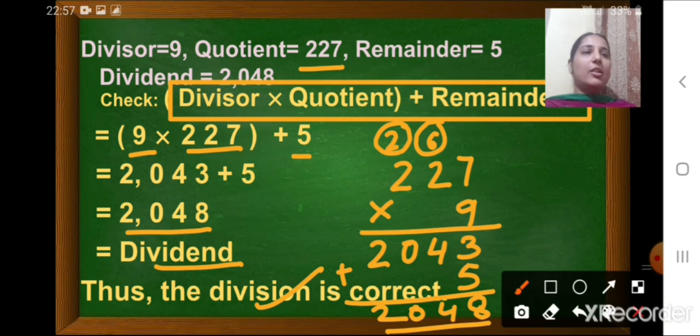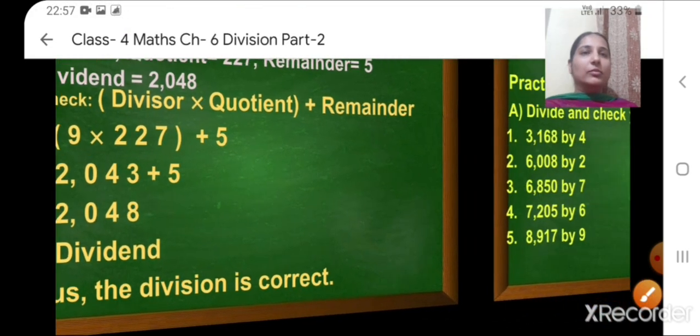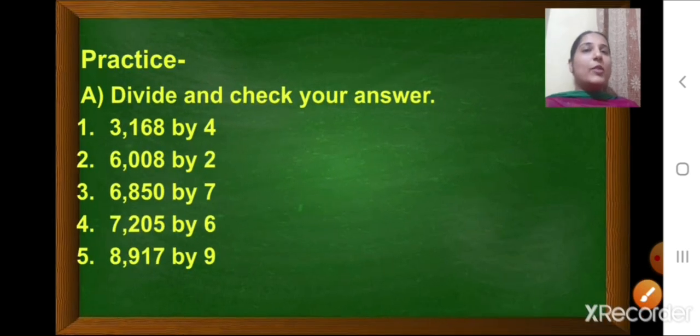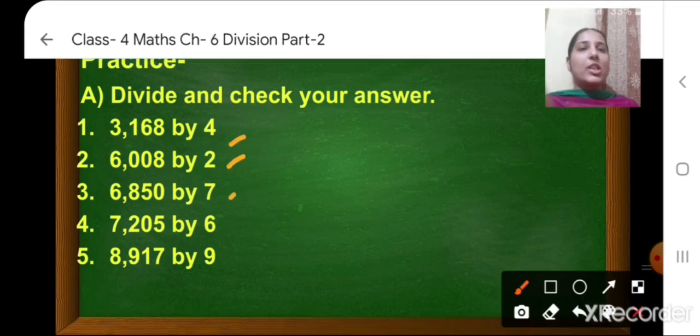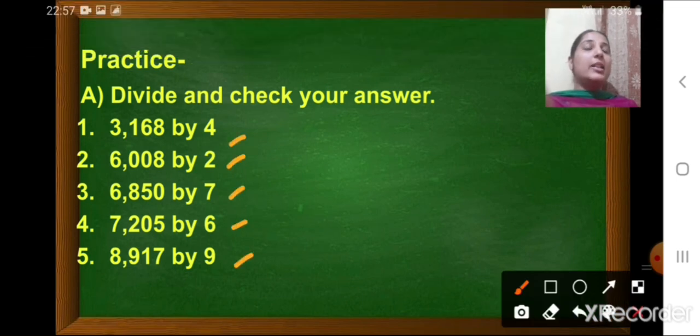Got it, children? These are some of the questions from the textbook itself. You will do these questions in your maths homework notebook. Got it, children? Practice all these questions. All the questions are very easy. You can see you have to divide by 4, 2, 7, 6, 9 here, and then you have to check as well. Okay? Practice all these questions in your maths notebook.